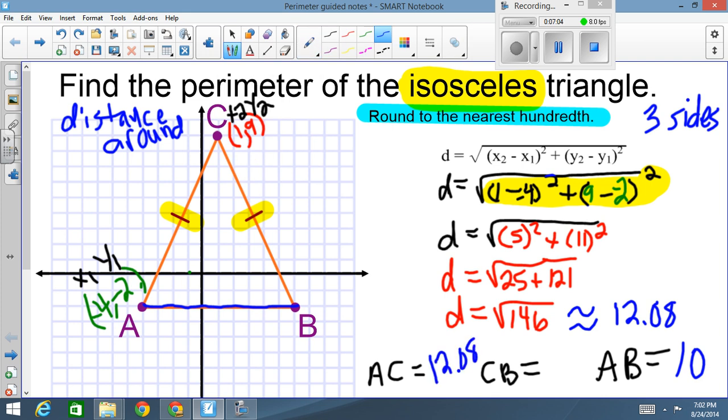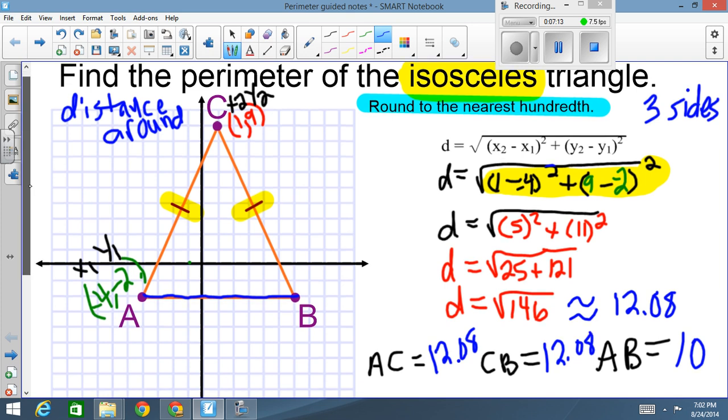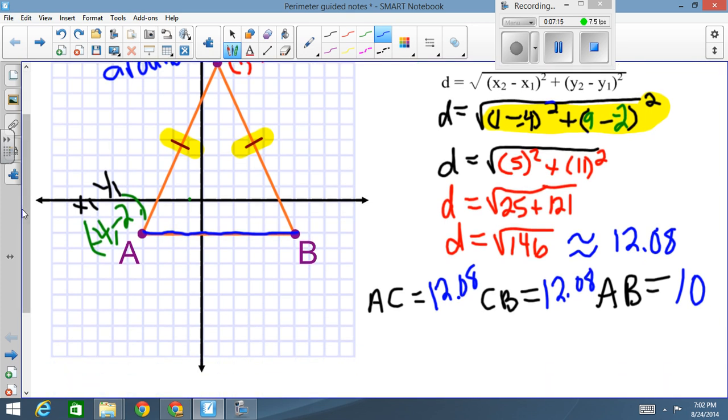12.08. We know that CB is the exact same length because it's an isosceles triangle, and we know the length of AB is 10. So now we add all three together. That will give us a 34.16. That is the perimeter of the entire triangle.